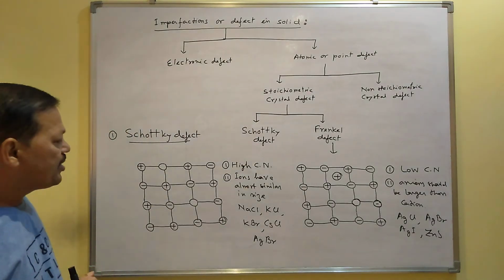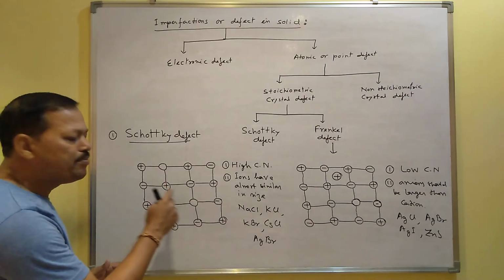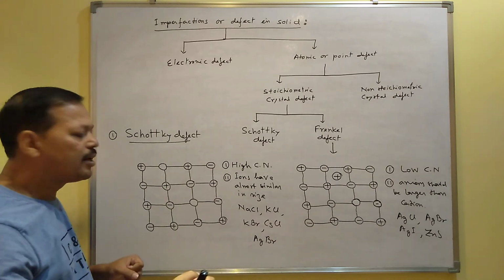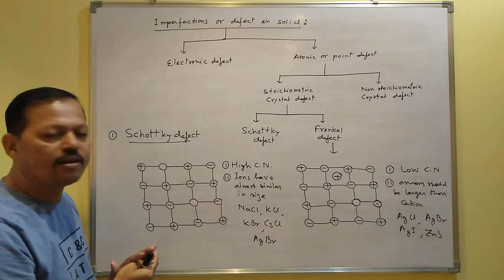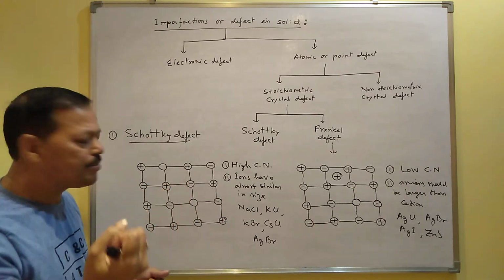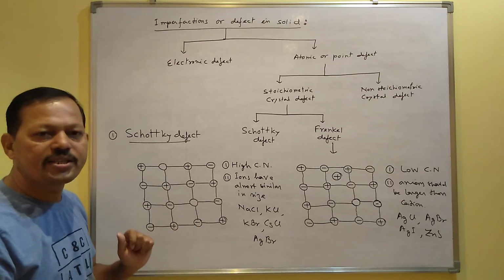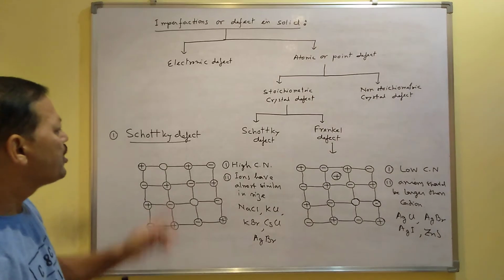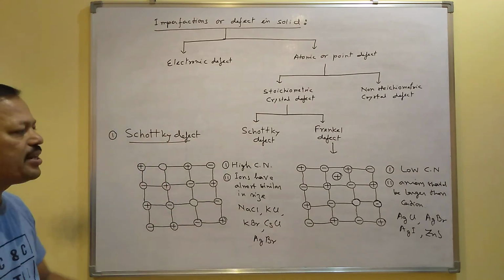Another point of difference: in Schottky defect, some particles are missing from the lattice. When particles are missing from the lattice, the mass of the crystal goes on decreasing, because particles are missing. Since the mass goes on decreasing, the density of the crystal also goes on decreasing. I mean, due to Schottky defect, the density of the crystal goes on decreasing.